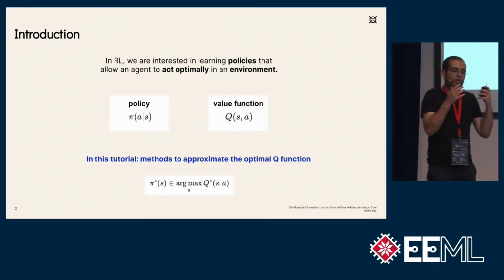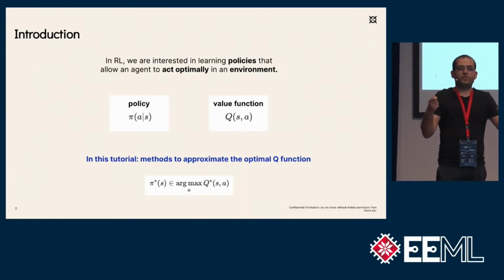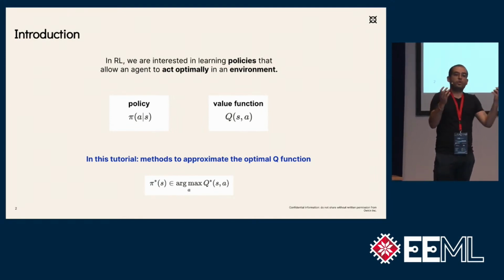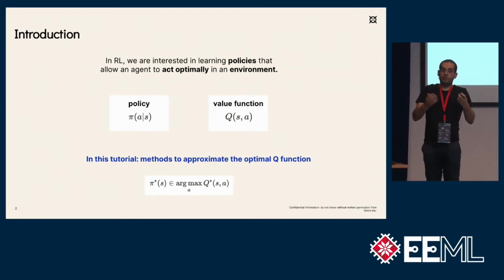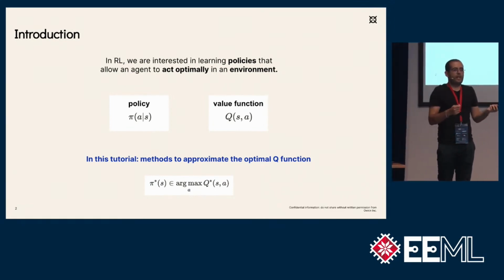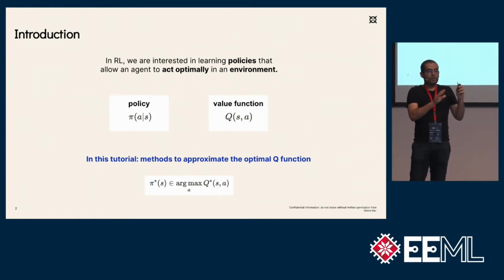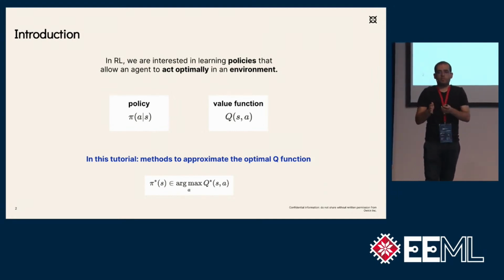So as a quick recap, as you saw earlier today, in reinforcement learning, we are interested in learning policies that allow an agent to act optimally in an environment. So we have these two fundamental concepts in reinforcement learning, the one of policy and the one of value function. A policy is a function that's mapping every state to the action that the agent has to take, or to a probability distribution over actions, if the policy is stochastic. And the value function is measuring how much reward we can expect to gain by taking an action A, starting from a state S. And in this tutorial, we're going to focus on methods to approximate the optimal Q function.